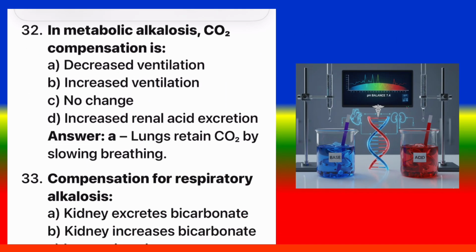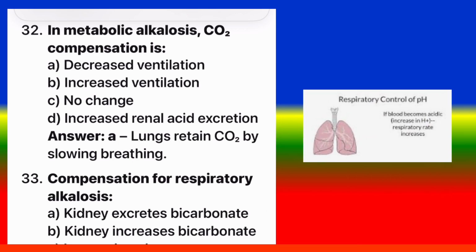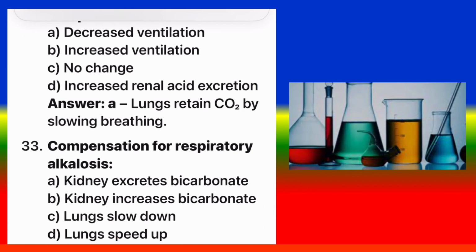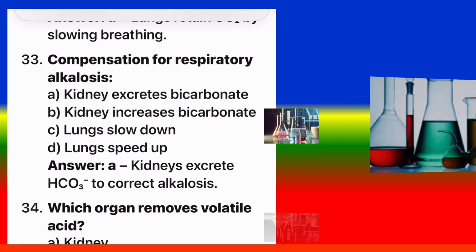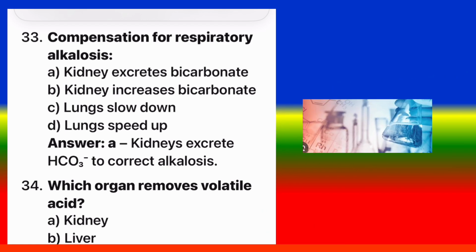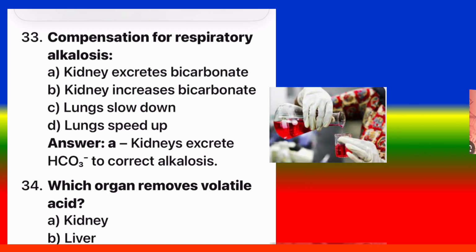32. In metabolic alkalosis, CO2 compensation is A, decreased ventilation, B, increased ventilation, C, no change, D, increased renal acid excretion. Answer A, lungs retain CO2 by slowing breathing. 33. Compensation for respiratory alkalosis: A, kidney excretes bicarbonate. B, kidney increases bicarbonate. C, lungs slow down. D, lungs speed up. Answer A, kidneys excrete HCO3 to correct alkalosis.